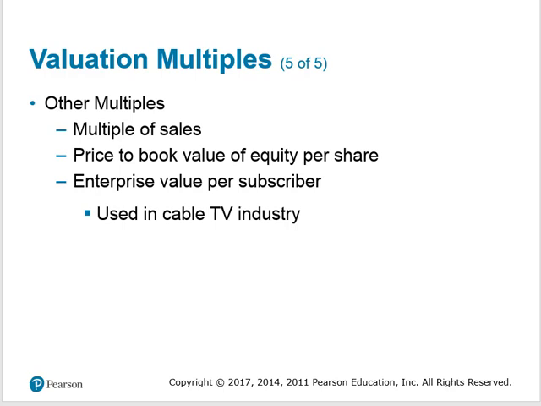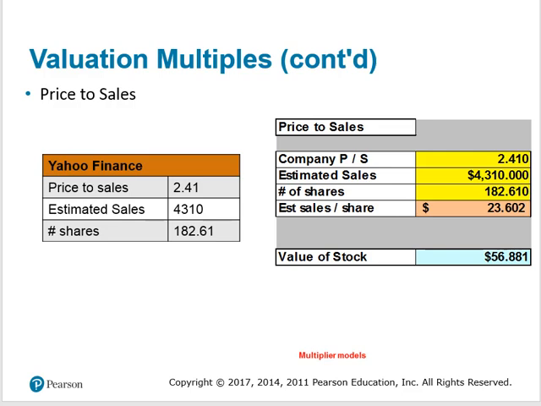There's the multiple of sales, price to book value of the equity per share. We also have an enterprise value per subscriber. Again, this is just an example of something that each industry may have its own multiplier that relates specifically to that industry. So for Coors here, we found that the price to sales was published as 2.41.